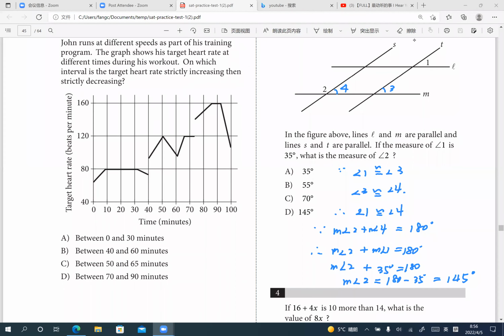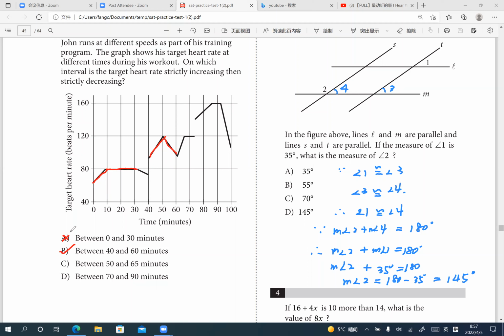Question 1. John runs at different speeds. As part of his training program, the graph shows his target heart rate at different times during his workout. On which interval is the target heart rate strictly increasing, then strictly decreasing? So we see option A, between 0 and 30 minutes. So 0 and 30 minutes, we can see the graph increase steadily, then remain constant. So we should eliminate option A. Option B, between 40 minutes and 60 minutes. So this part of the graph strictly increase, then strictly decrease. So we should choose option B.